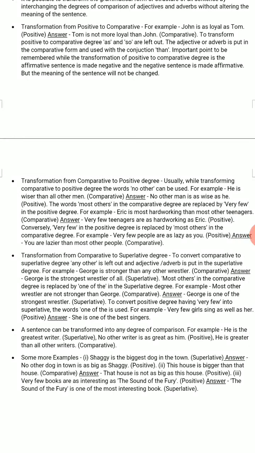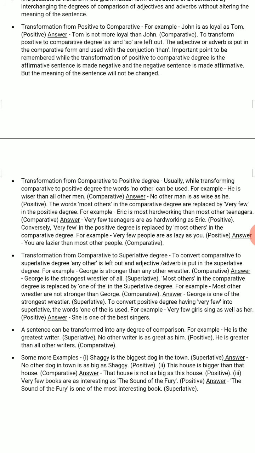11th point, to convert comparative degree to superlative, "any other" is left out and the adjective or adverb is put in the superlative degree. 12th point, "most other" in the comparative degree is replaced by "one of the" in the superlative degree. 13th point, to convert a positive degree having "very few" into superlative degree, the words "one of the" are used. 14th point, a sentence can be transformed into the positive, comparative and superlative degree.